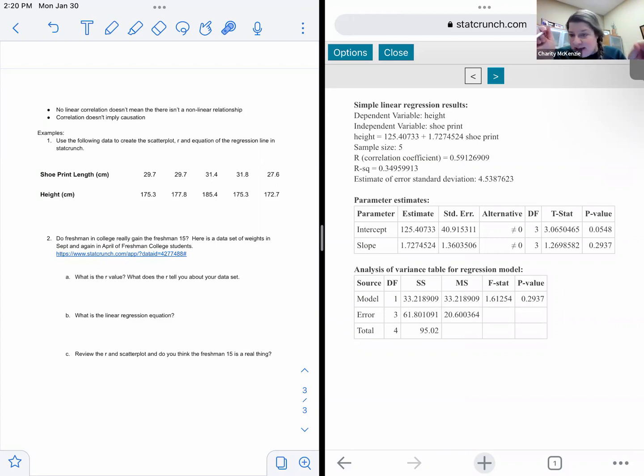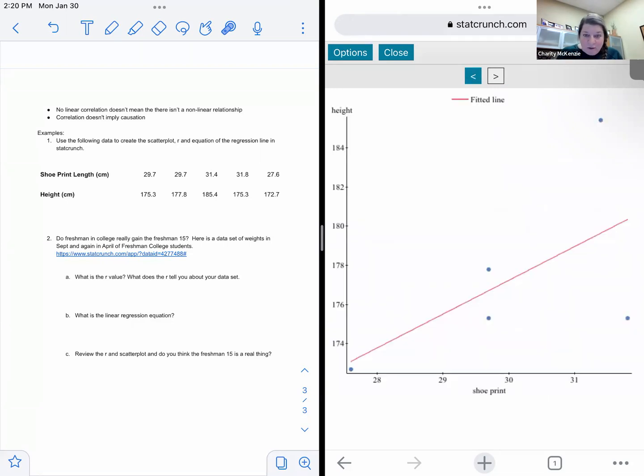And then it says your sample size was 5, so we only had 5 data points. And then R, the correlation coefficient, is what we are looking for, 0.59. Okay, so that's about a D on that relationship, right? The rest of the bottom part, where it's talking about parameter estimates and things like that, we're not going to cover till later. So we only care about the top piece. And then I can arrow over on the top, it's blue, and get the scatter plot as well.